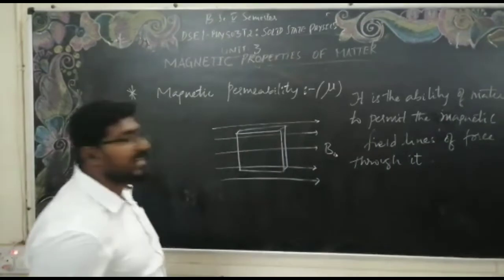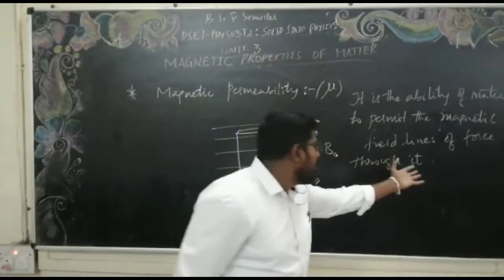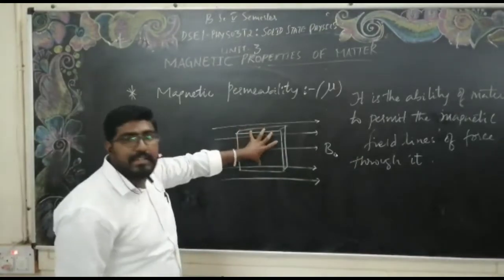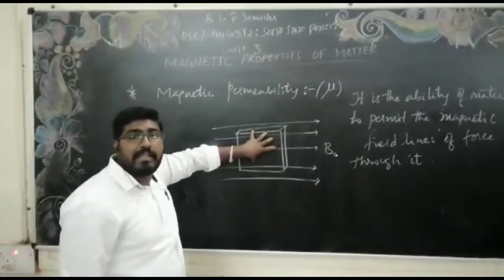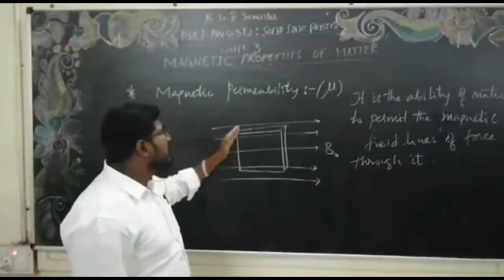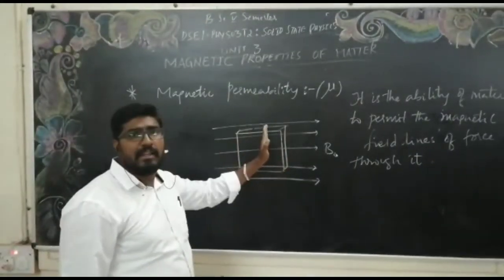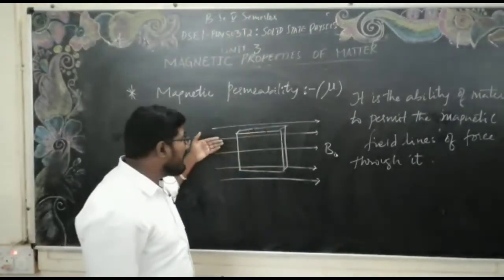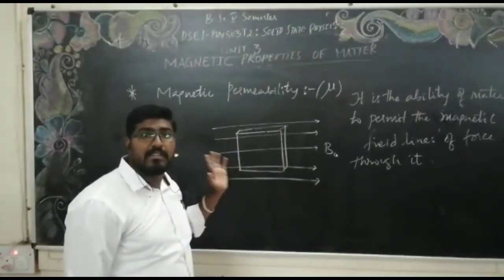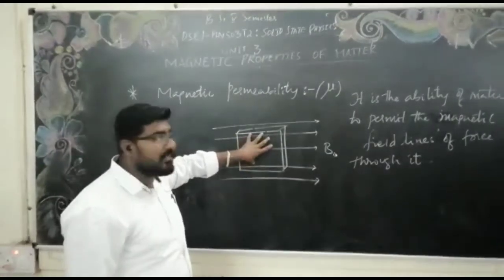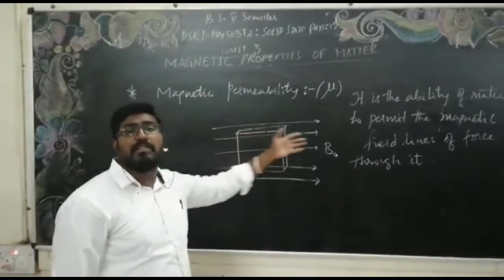It represents the material. Permeability is the ability of a material to permit the magnetic field through it. That means if this is the material, there is no chance that all the magnetic field lines can pass; there is no probability that all the magnetic field lines can pass through this material.